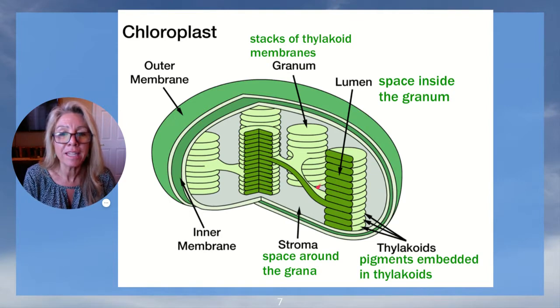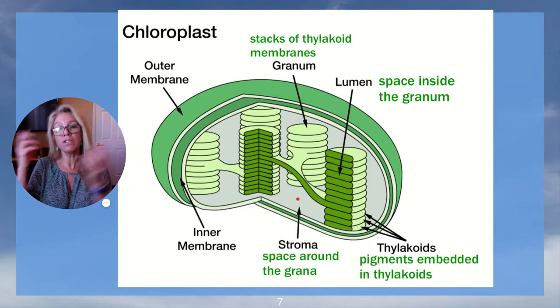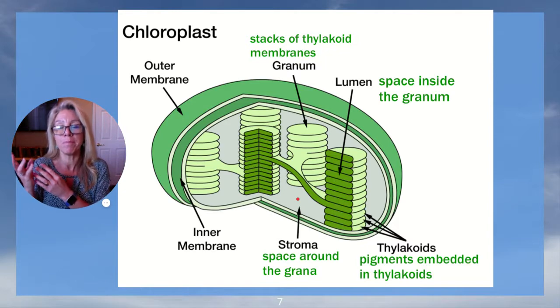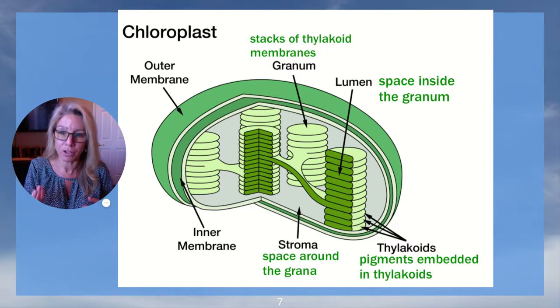Then your light independent reaction is going to take place here in the stroma, the space around these green hollow pancakes. And this is where you're going to use ATP and reduced NADP from the light reaction to reduce CO2 into sugars. All right.